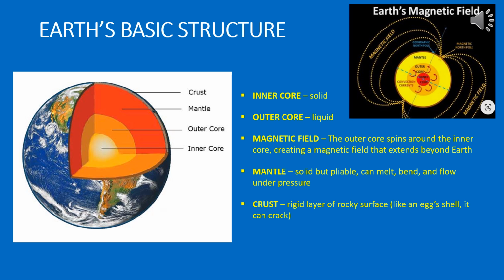Meanwhile, the inner core is solid and the outer core is liquid. As the liquid outer core spins around the solid inner core, a magnetic field is formed. This magnetic field extends beyond and around Earth. We'll discover more about this later.